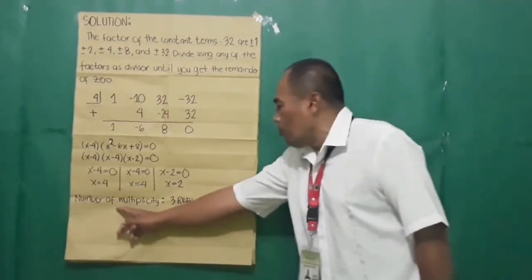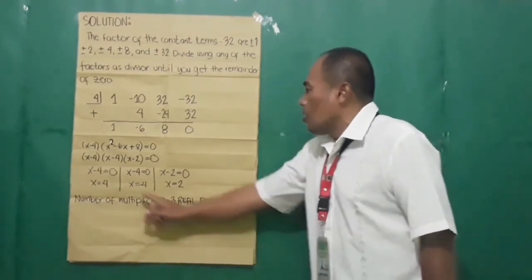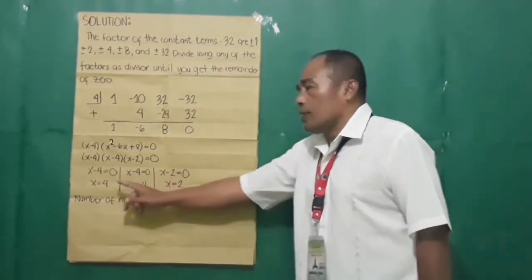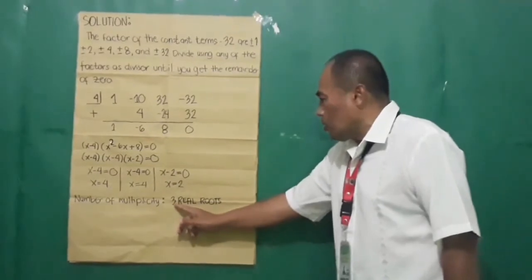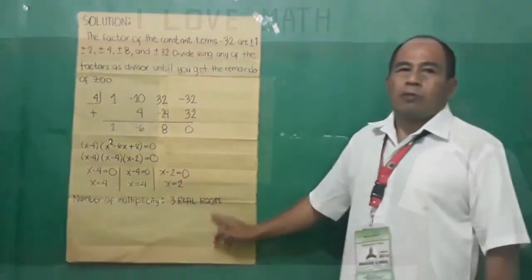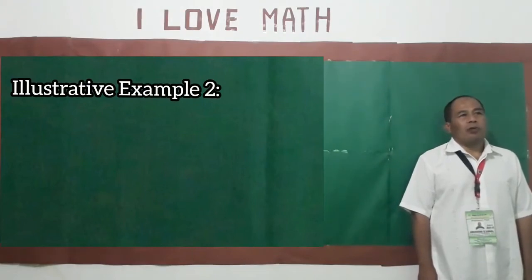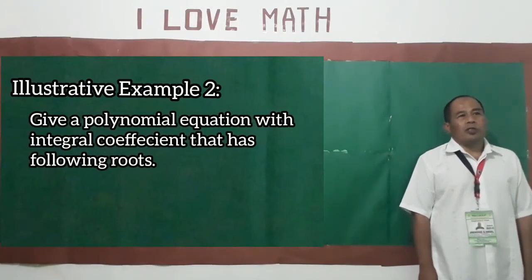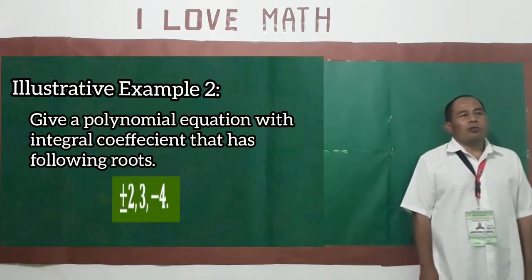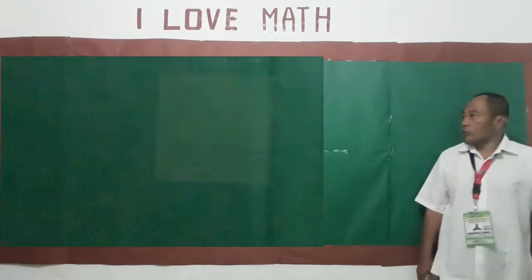The number of roots counting multiplicity is 1, 2, 3, that is 3 roots, which is equivalent to 3 real roots. Okay, let us have another illustrative example. Give a polynomial equation with integral coefficients that has the following real roots: plus or minus 2, 3, and negative 4. Okay, let us solve.